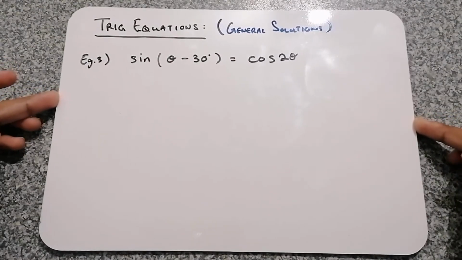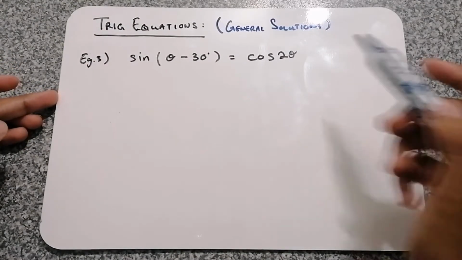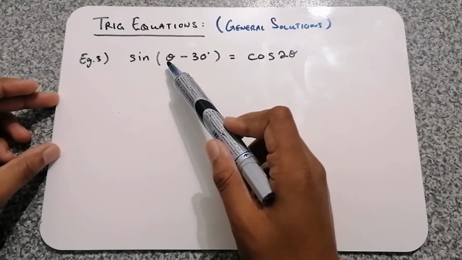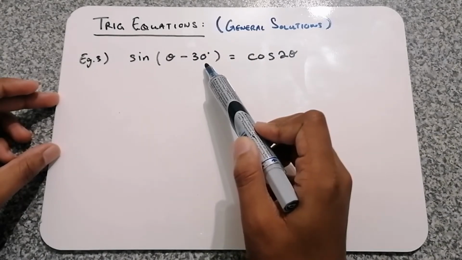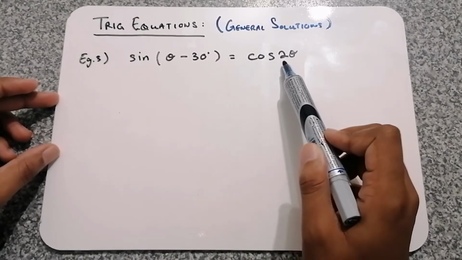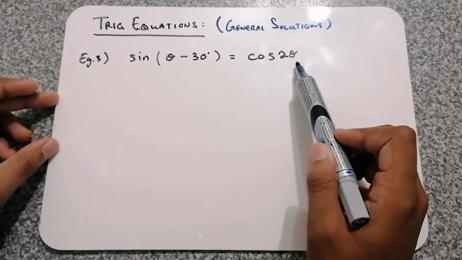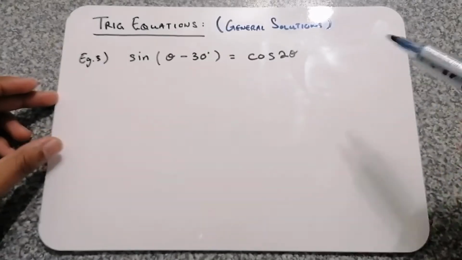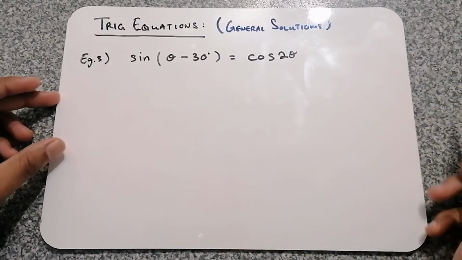Okay, example number 3, trig equations and general solutions. So over here we have sine of this angle theta minus 30 degrees equal to cos of the angle 2 theta. Okay, and since these two are equal to each other, we need to solve theta for this equation.